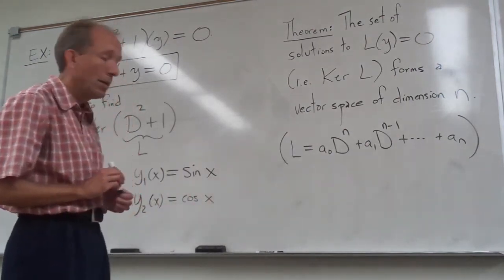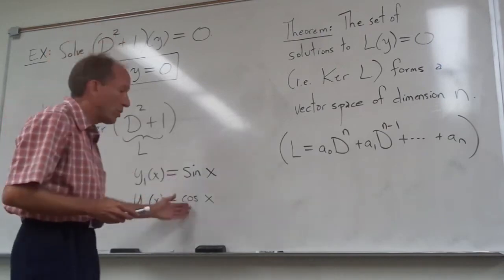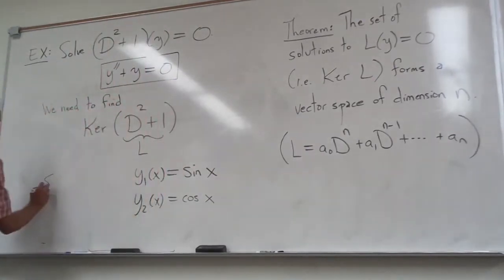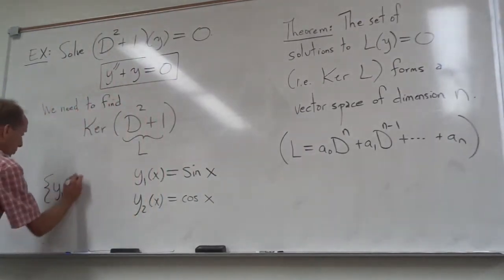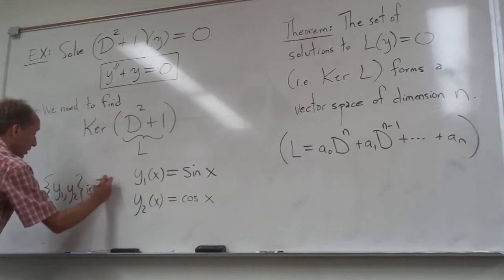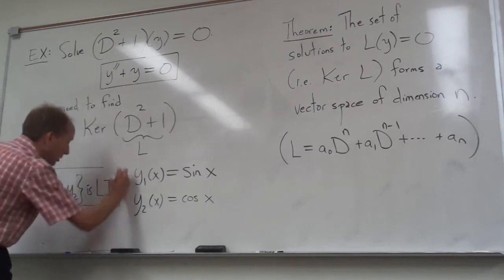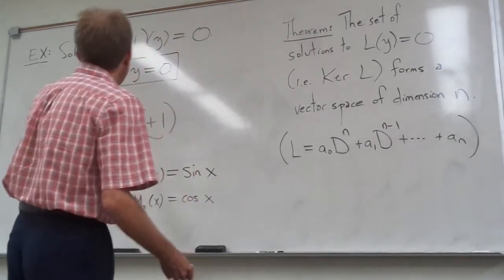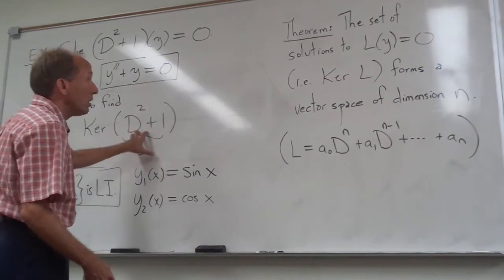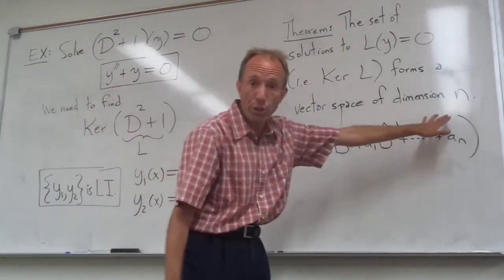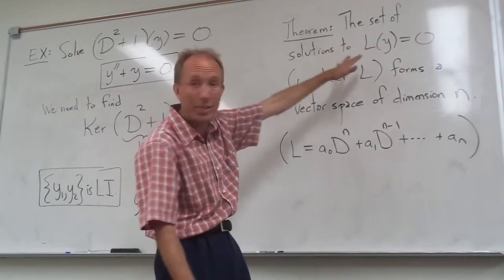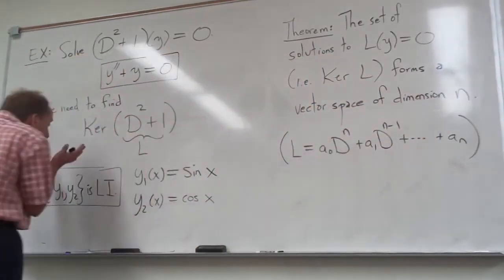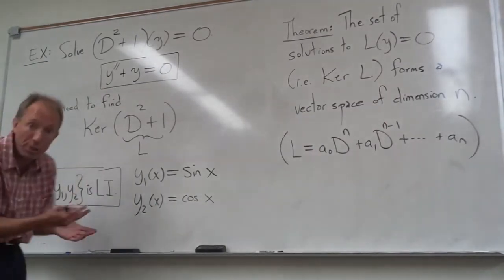Okay? Now, these two functions are not scalar multiples of each other, so I want to make the note here that those two functions, y1 and y2, that set of functions is LI. We have two linearly independent solutions. We are talking about an L that has a two-dimensional kernel, right? The dimension of this set of solutions is 2. We have two, so we have the right number of functions here.